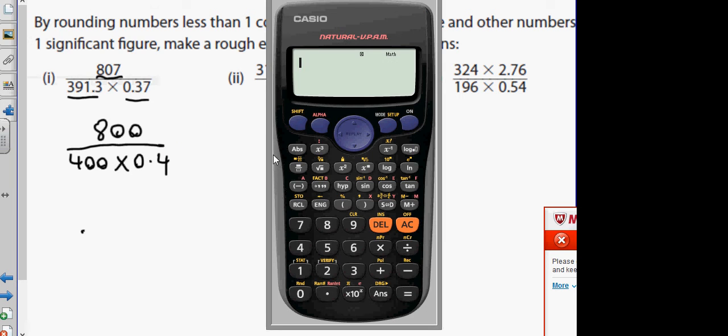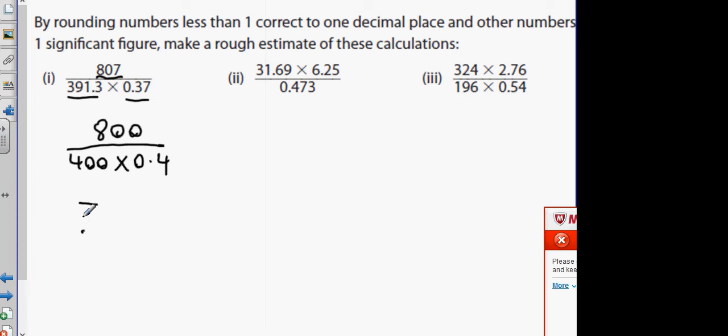Okay, so the answer here should be 5, so it's going to be putting the fraction button right at the start. So you're going to get 800 divided by 400 multiplied by 0.4. And what you should get here is 5, so the answer is 5. So that's what was in the back of the book.